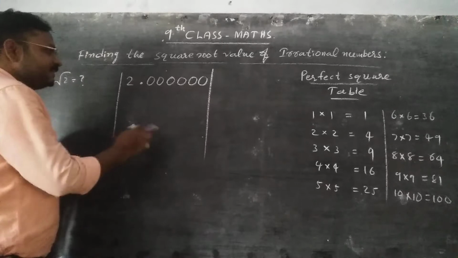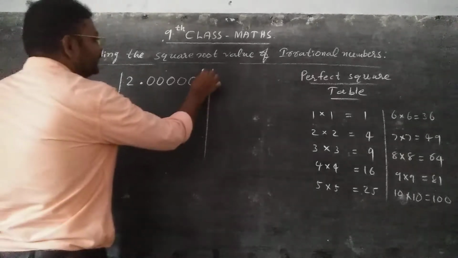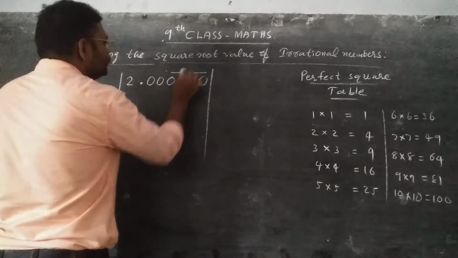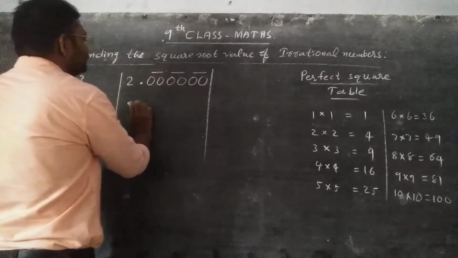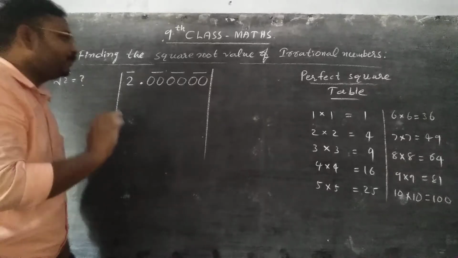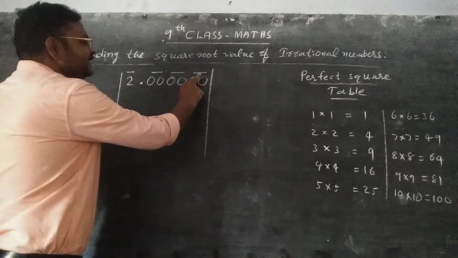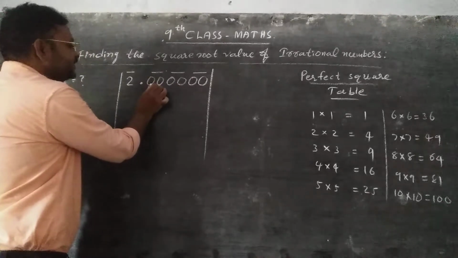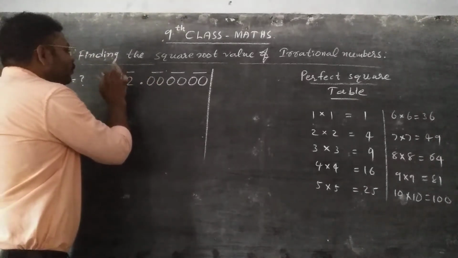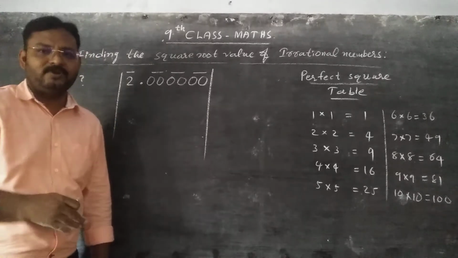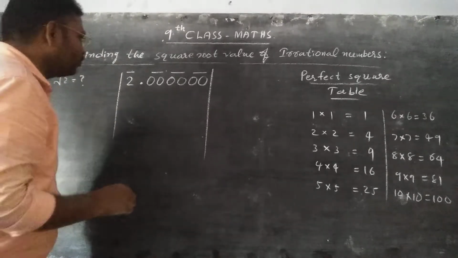So draw the division lines like this and keep a bar over each pair of zeros. This is the important thing: a bar is for 2 digits. But here we have only one digit, so for that you keep only one bar. Okay, now the division will start here.